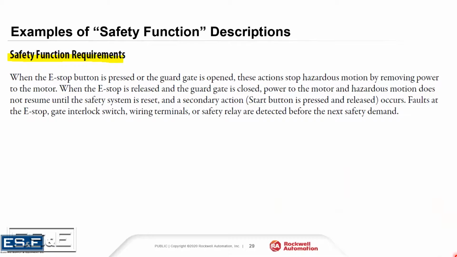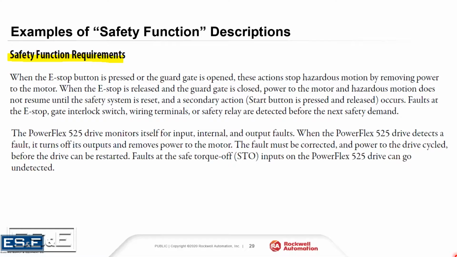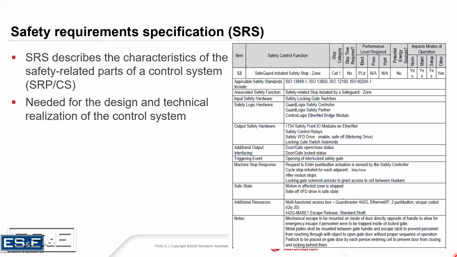Here's a real example. When the e-stop button is pressed or the guard gate is opened, we'll stop hazardous motion. We might even describe safe torque off functionality of a PowerFlex drive, for example. And we would do that functional safety description for each hazard we're addressing on the machine and tabulate it all together and describe a little more detail, maybe what category and what performance level or SIL will be addressed. So it's part of the safety functional documentation after the risk assessment. And then we go on towards the design.